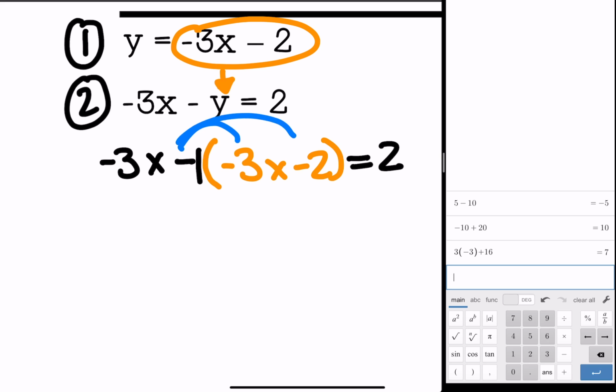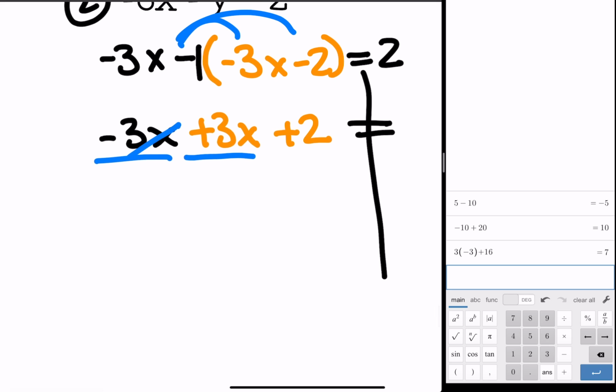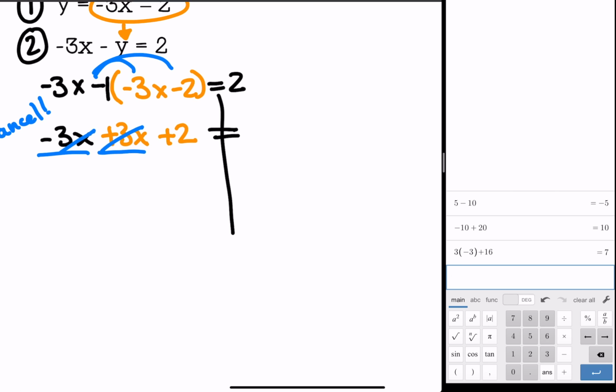So we do some mathy stuff. We got to solve, do our parentheses. This leaves us with negative 3x. Negative 1 times a negative 3x is a plus 3x. Negative 1 times a negative 2 is a plus 2. Now we combine like terms, a negative 3x and a 3x. Well, these cancel. All right, so we're left with, oh, I forgot the 2. So we're left with 2 equals 2.